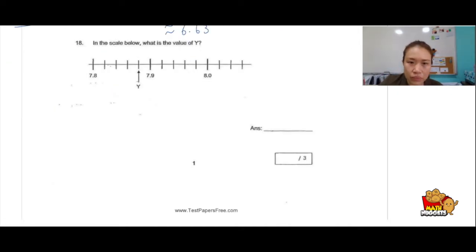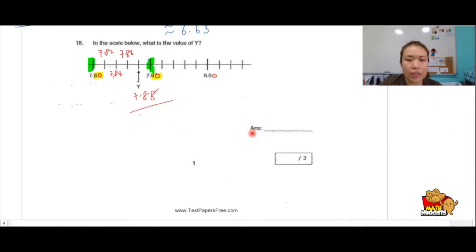Question 18. What's the value of y? Let's give them one more decimal place, 7.80, 7.90, 8.00. So if this is 7.80, this is 7.90. Let's focus on the back. If this is 80, this is 90. This should be 7.82. This is 7.84. This is 7.86. And y would be 7.88. That's the answer.